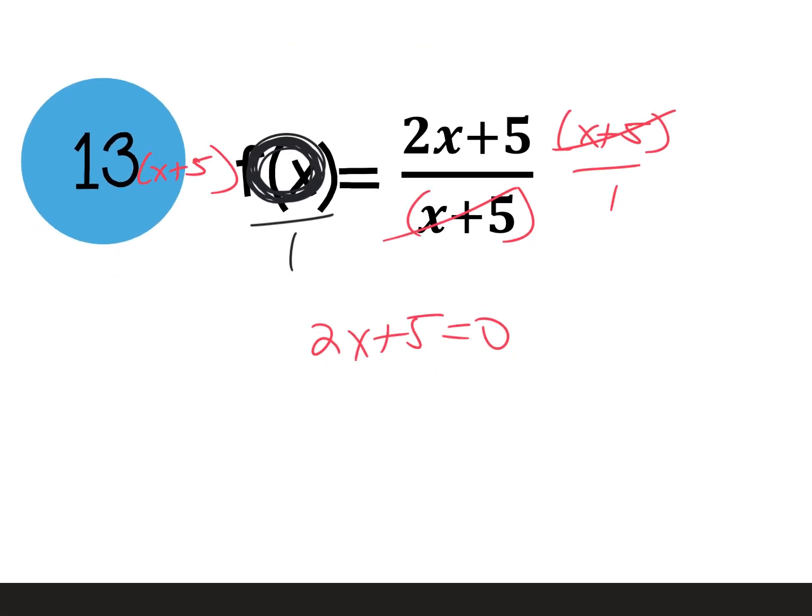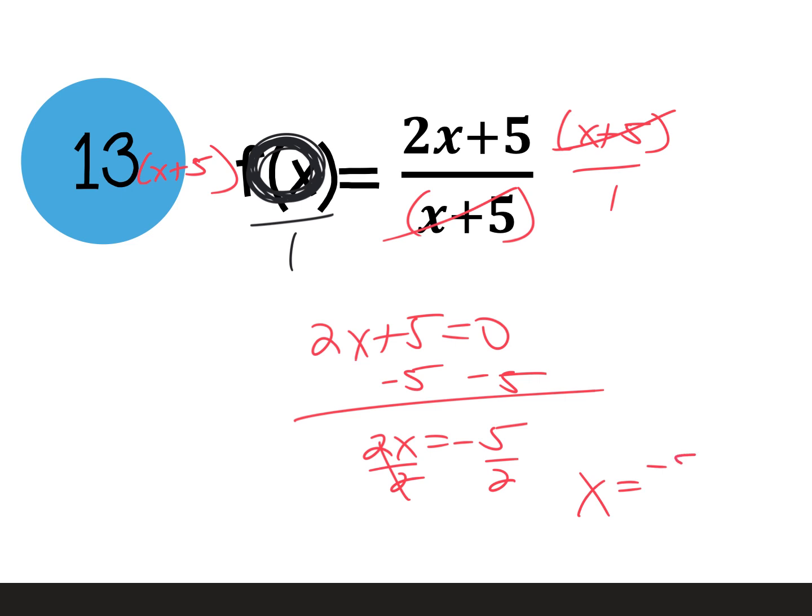What are the two things you have to do to solve that? You're going to subtract 5. Good. So 2x equals negative 5. And then what? Divide it by 2. So x equals negative 5 over 2.